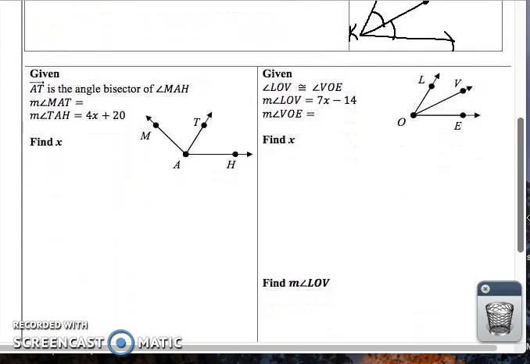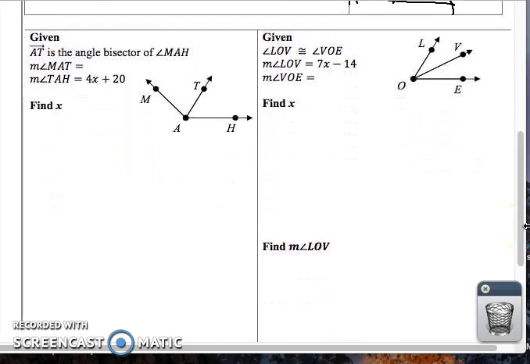All right, so let's look at this real quick and find what we've got here. We're going to find x. It says that AT is the angle bisector of MAH. If it's the angle bisector, we know that it bisects, cuts in half. So this part is congruent to this part. If the measure of angle TAH equals 4x plus 20, then the measure of angle MAT has to be 4x plus 20, right? They have to be equivalent to each other. So they both have to be equal.